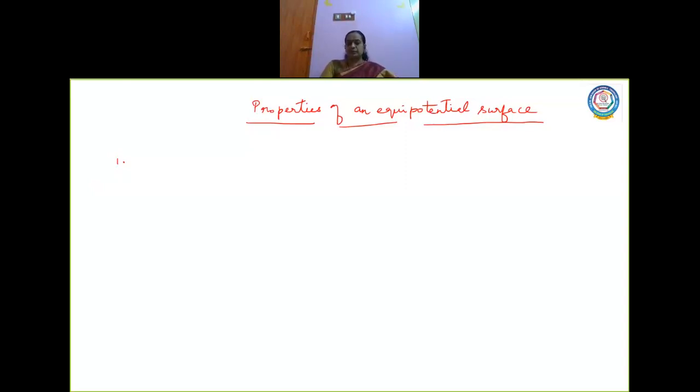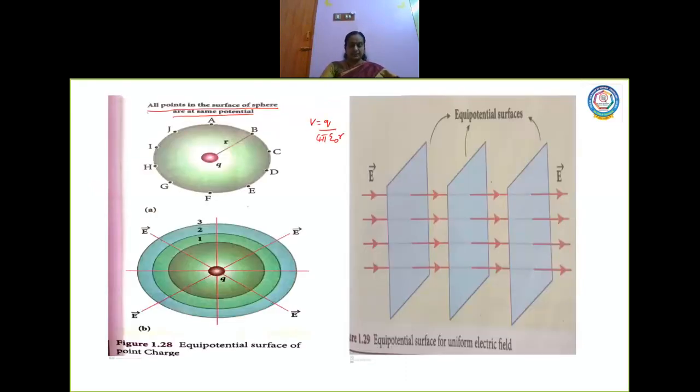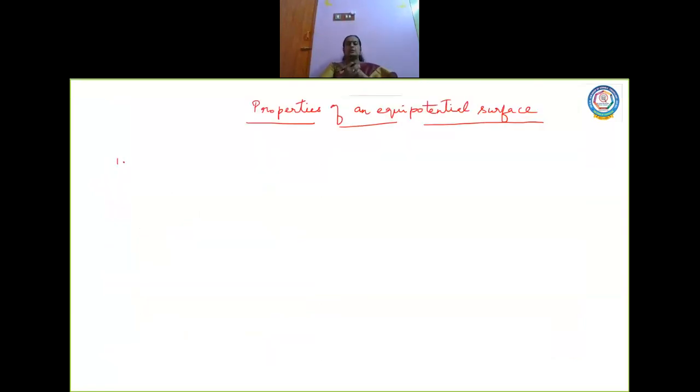Before that, I would like to explain once again the example here. This is with respect to a point charge. Here the center is positive. If it is a negative charge, the electric field will be towards the charge. Again you have an equipotential surface for a sphere. So concentric spheres are equipotential. Once again I recall this and then go back to the properties of an equipotential surface.